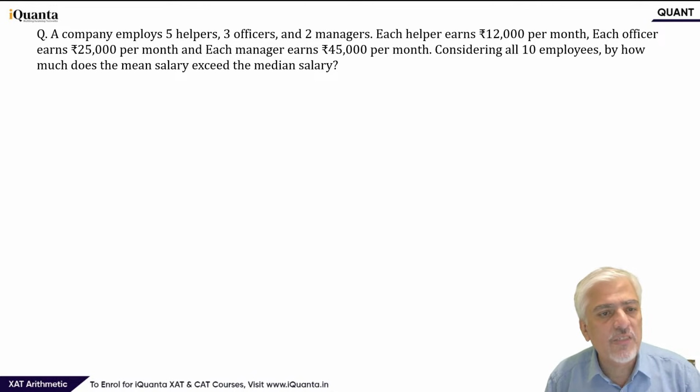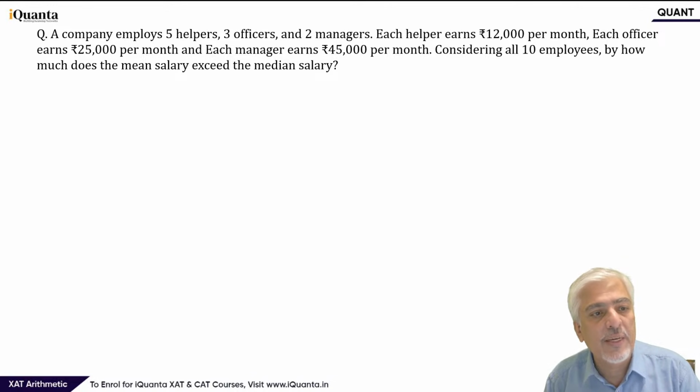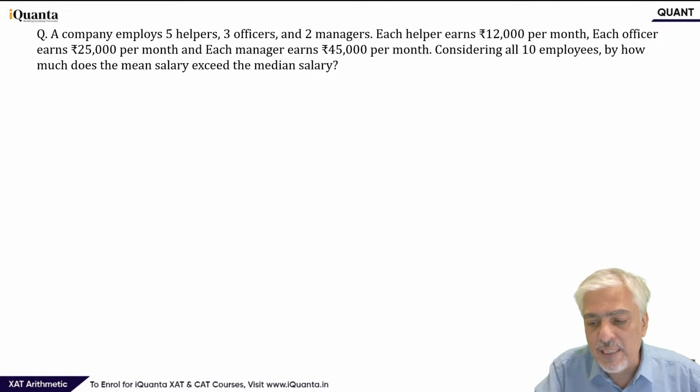A company employs 5 helpers, 3 officers, and 2 managers. Each helper earns 12,000 per month. Each officer earns 25,000 per month, and each manager 45,000 per month. Considering all 10 employees, by how much does the mean salary exceed the median salary? So, first let's concentrate on the mean. Mean is nothing over here but the weighted average.